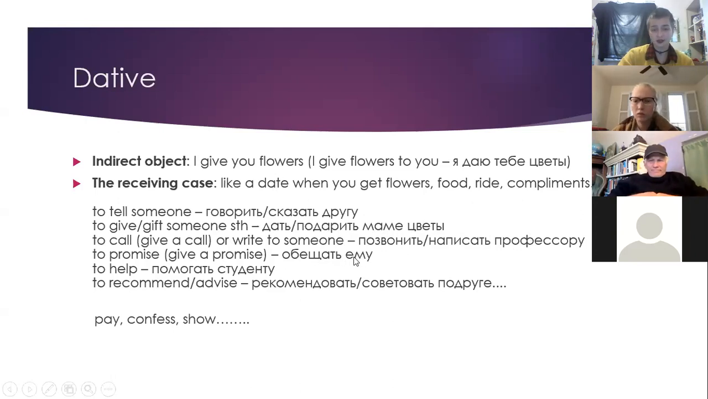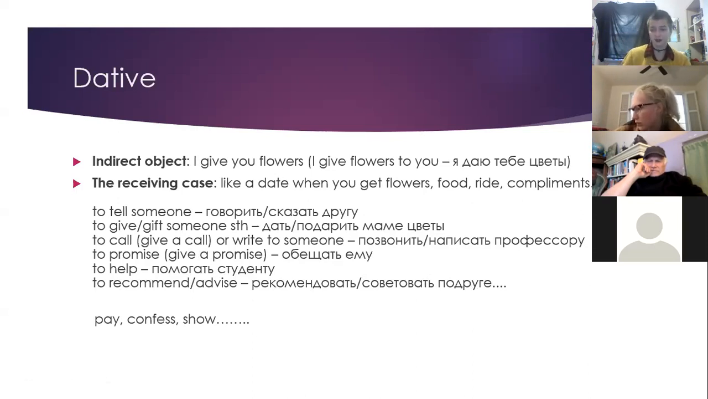Someone who receives a promise. Я обещаю тебе. I give my promise to you. Or обещаю ему. Promise to him. Giving help. The person is going to receive the help. It's going to be the benefactor of your action. Помогать студенту or студентке. Recommend or advice. Basically kind of help. Also going to be dative. Рекомендую тебе этот фильм. Я советую подруге этот продукт.